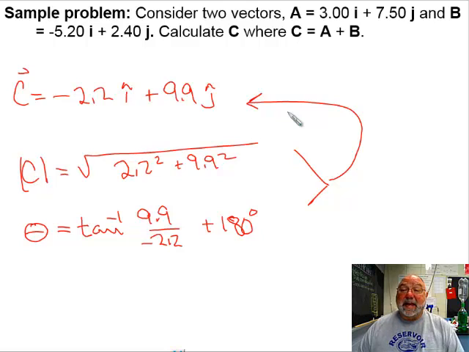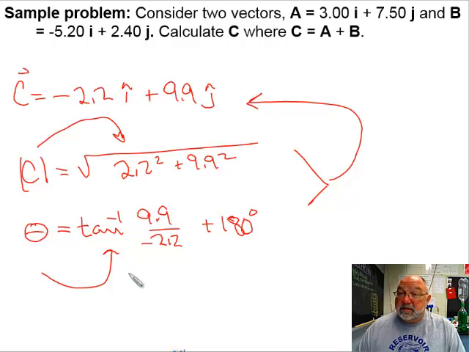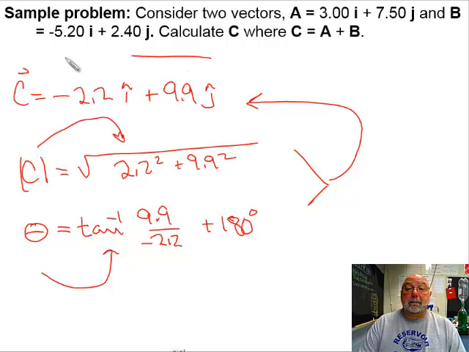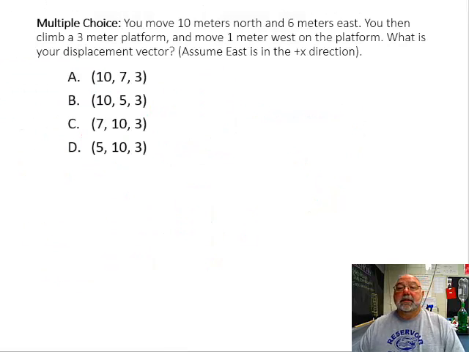Be careful if a question on the test asks for what is the magnitude, you need to do this process here. And if it asks what's its direction, you have to do this process. If it's just asking for what is the vector, this is perfectly correct. Next up, here's your multiple choice question.